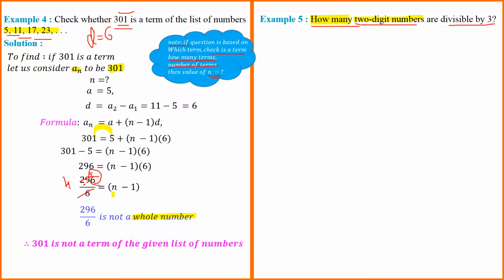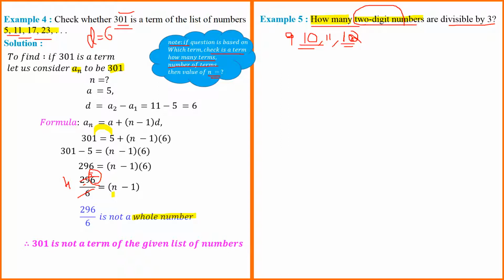First of all, we'll check what we mean by a 2-digit number. The first 2-digit number is 10, I believe. The other one, 9, is just a single digit. 10 is the first 2-digit number. Is that divisible by 3? Obviously no. Then what's the second number? The second number is 11. Is that divisible by 3? No. Then what is the next? 12. Is 12 divisible by 3? Yes, of course it is divisible.